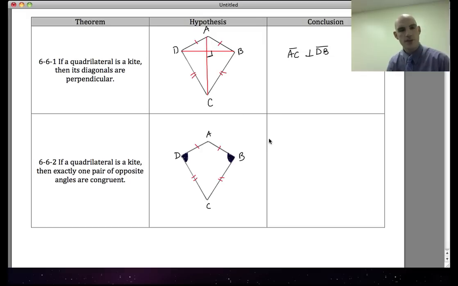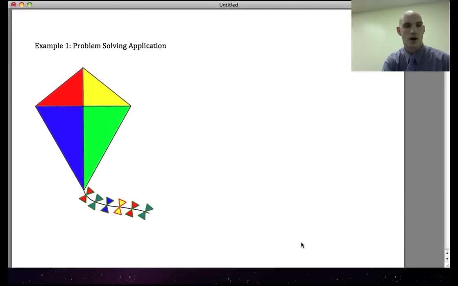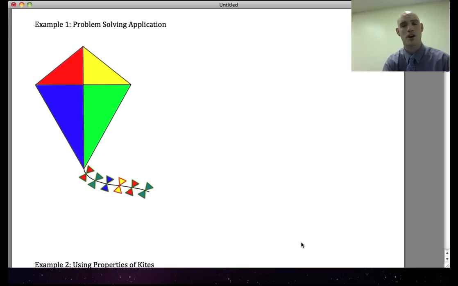In 6.6.2, if a quadrilateral is a kite, we know it's a kite because it has two sets of congruent consecutive sides, then it has exactly one pair of opposite angles that are congruent. So we could say that angle D is congruent to angle B. But what that implies also for us is that angle A is not congruent to angle C. So if one of the sets is congruent, the other set can't be congruent. Okay, so those are the two properties of kites that we're going to use so far to work with our kite problems.